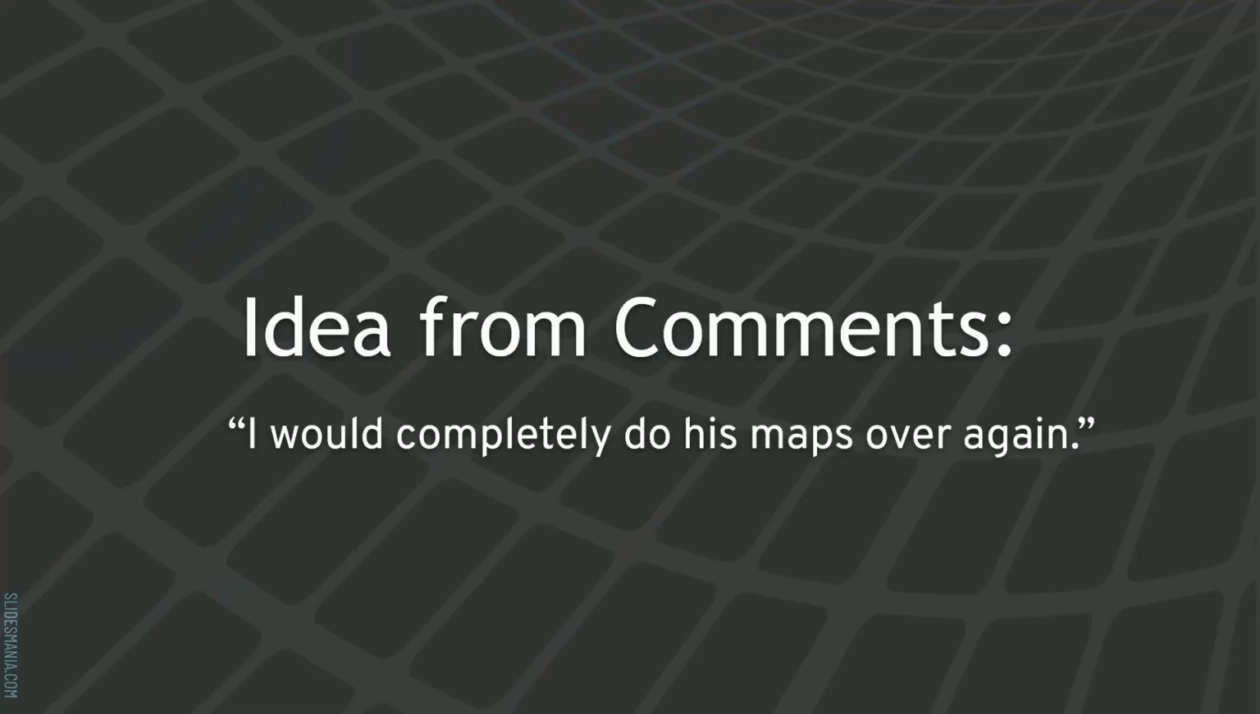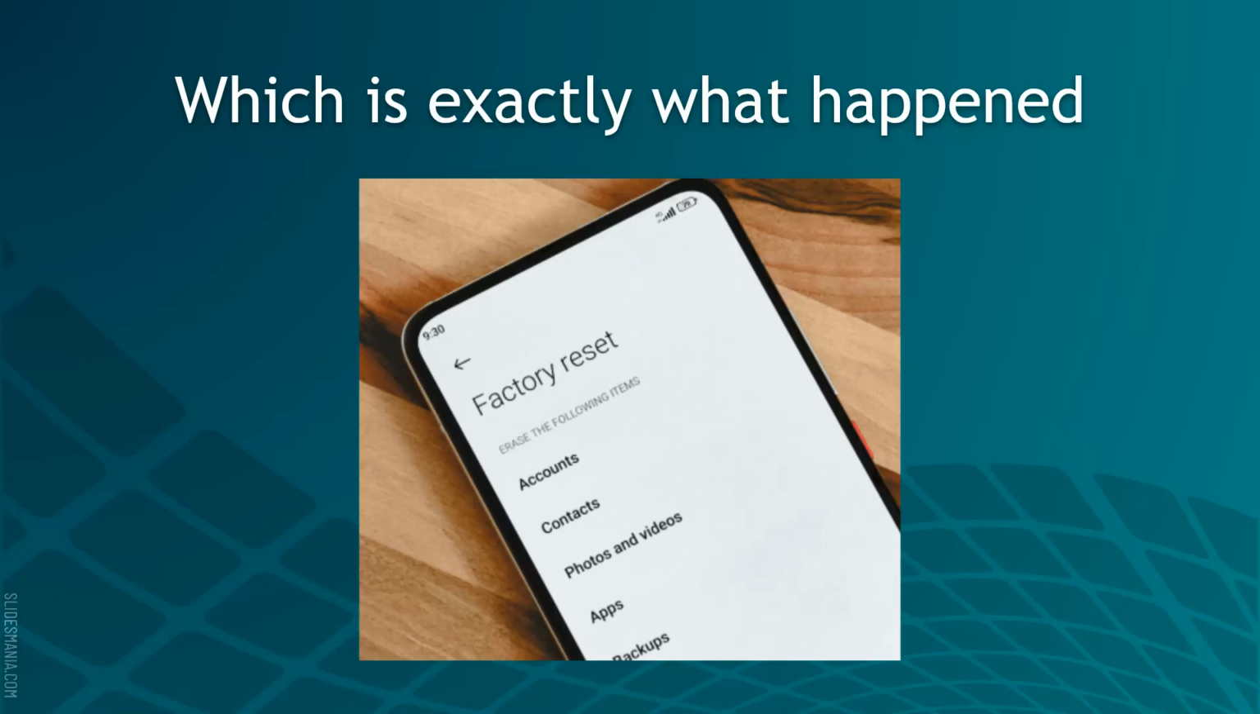We had one commenter give us an idea. One MVP commenter said, I would completely do his maps over again. And that's exactly what happened. We hit the factory reset on those maps. Do not save this one. Lost cause, let it go. Just start from scratch. It's way better than trying to fix something that's that broken.